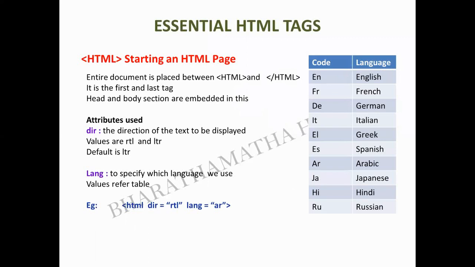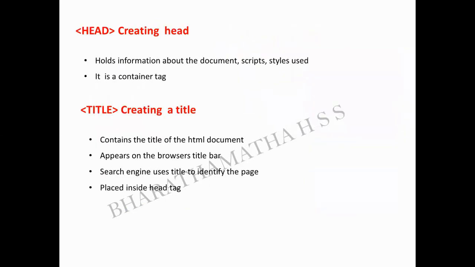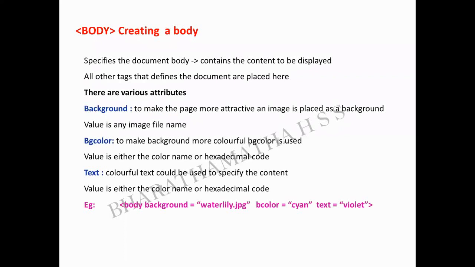The HTML tag is the opening, the first tag and the last tag. It has two attributes, that is direction and language. Next, you have your head tag and your title tag. The head gives some information about the document, and the title gives some information to be displayed on your address title bar.